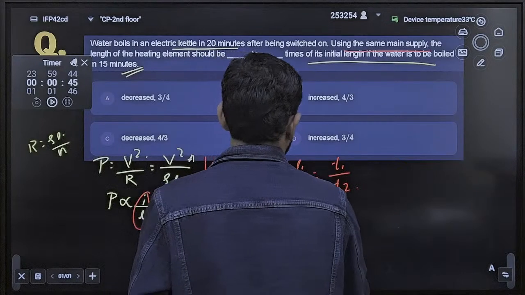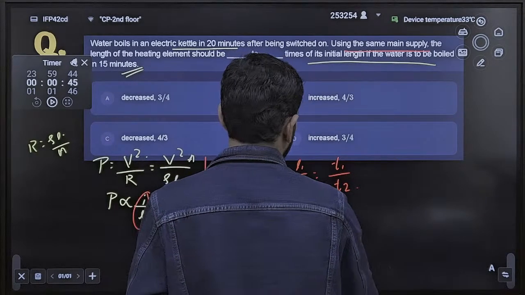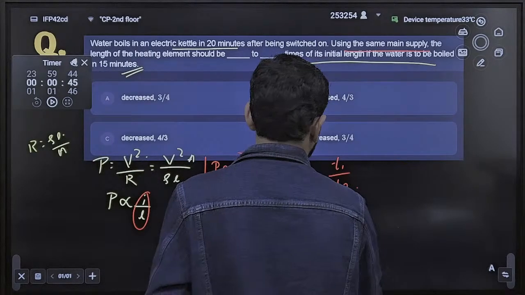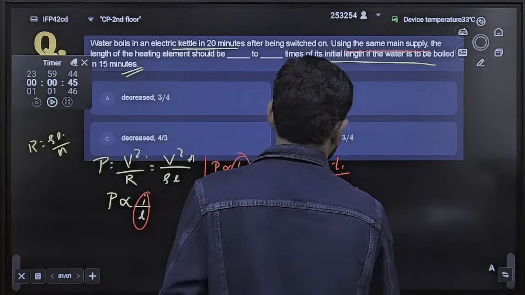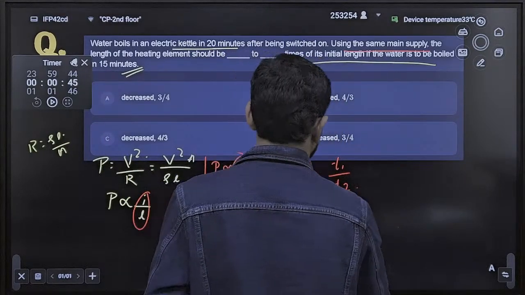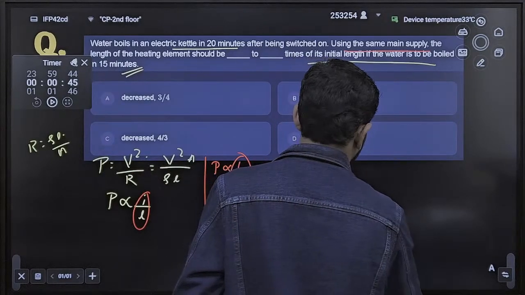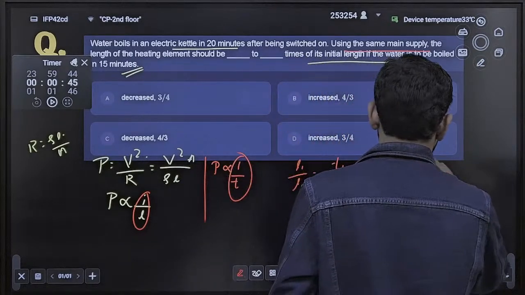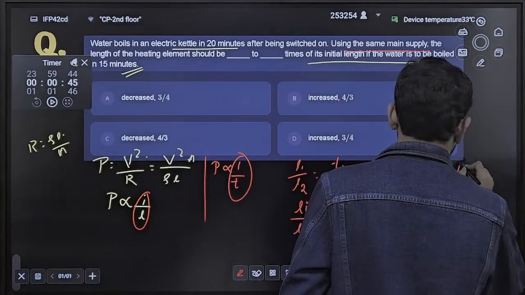Let's suppose initially the length is L initial, and L2 I have to calculate, it is L final. T1 time is how much? 20, divided by T2 time, which is how much? 15. That means it can also be written as 4 by 3. That means this equation can also be written as L final is equal to 3 by 4 L initial.